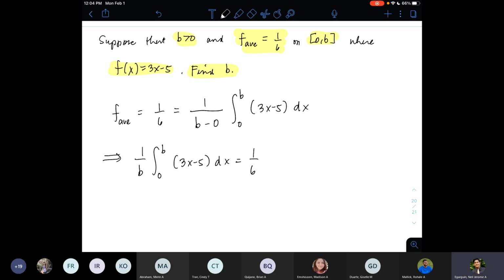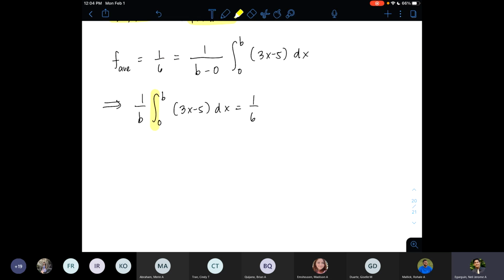And then from this, we will try to see what is the value for b. Well, how do we find a value for b? We need to evaluate this integral so that we will have a simpler equation to deal with. And that's not that hard because the integrand is just a linear function, so I can do the usual integration techniques that we have learned from Cal 1. So I'll just copy the constant 1 over b here, and then integrate. This would be 3x squared all over 2 minus 5x evaluated from 0 to b equals 1 over 6.